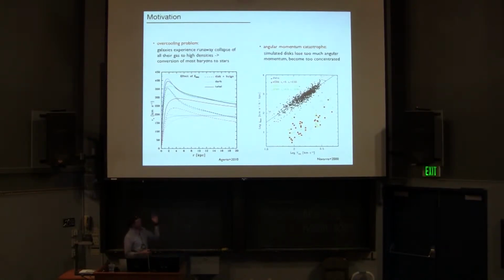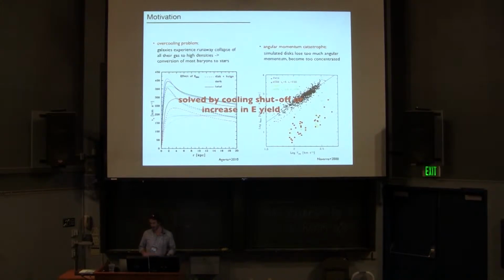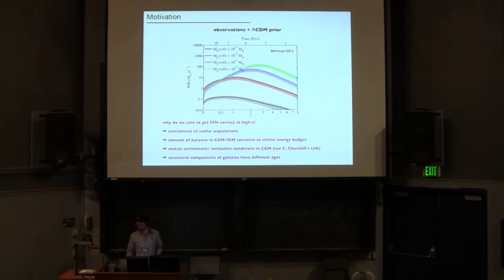So we have these two problems that we've talked about ad nauseum already in simulations. These are the classical problems. Your gas cools too much, it collapses to the center, forms stars. You get very concentrated spheroids, you lose a lot of angular momentum. So I won't spend too much time on that. We know that if you shut off your cooling or you put in more energy from supernovae, you can get rid of those problems, at least at low redshift.